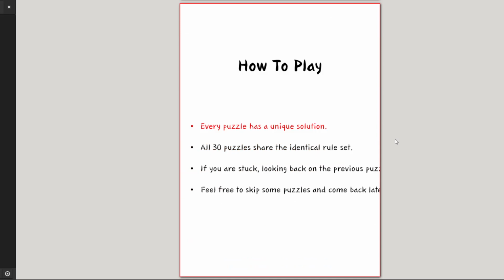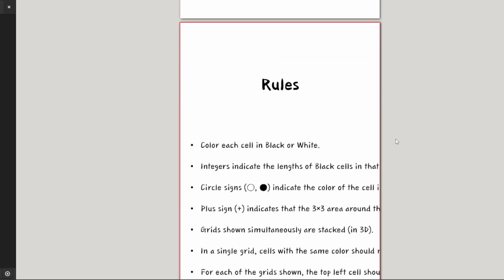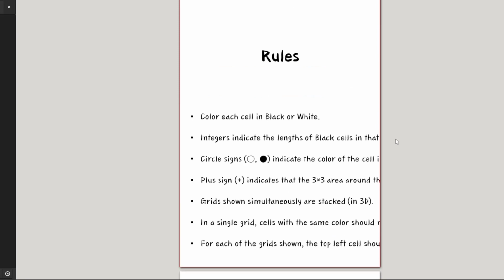How to play. Each puzzle has a unique solution. All 30 puzzles share the identical rule set. If you are stuck, looking back on the previous puzzle may help. Feel free to skip some puzzles and come back later. Rules. Color each cell black or white. I did already know this.